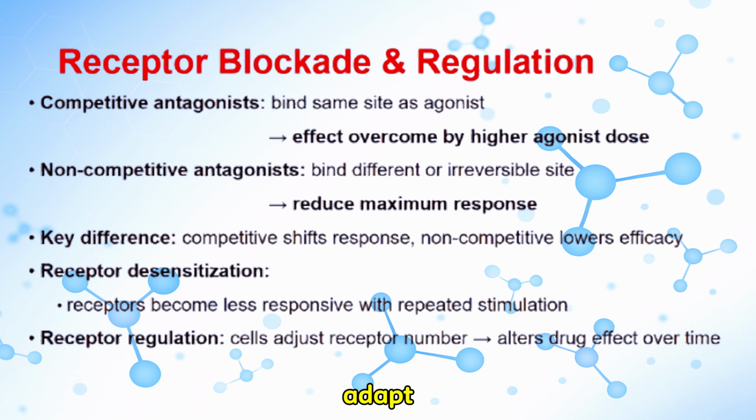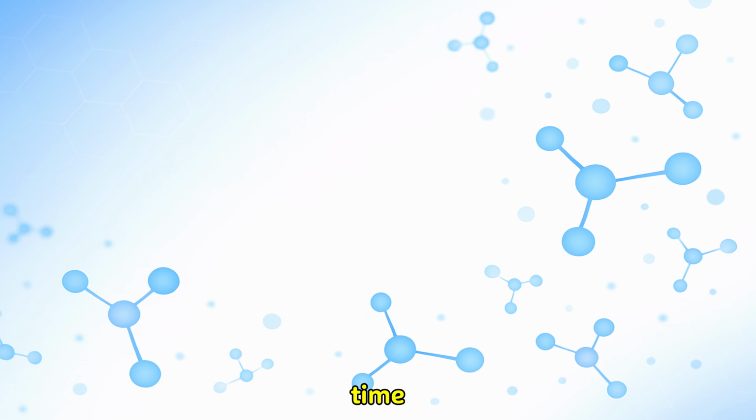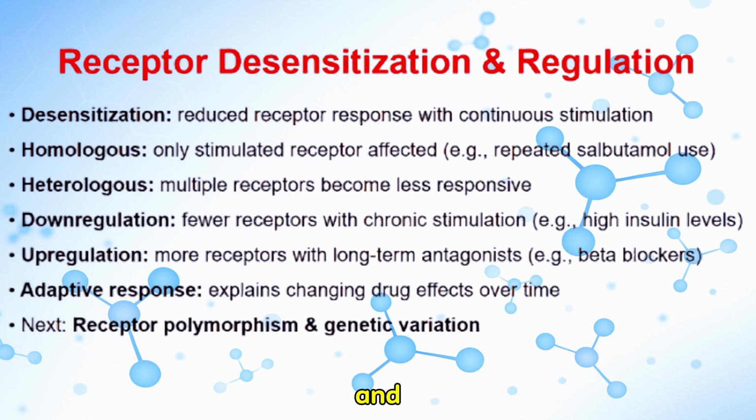Understanding how antagonists block receptors is important, but it is only part of the story. Cells can also adapt to continuous stimulation by changing how sensitive their receptors are or by adjusting the number of receptors they have. This process is called receptor desensitization and regulation. It plays a key role in how drugs work over time. Let's explore how receptors become less responsive and how the body adjusts when exposed to drugs for a long time. Receptor desensitization and regulation.